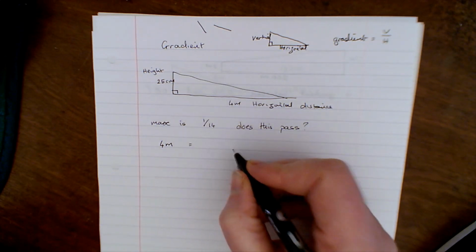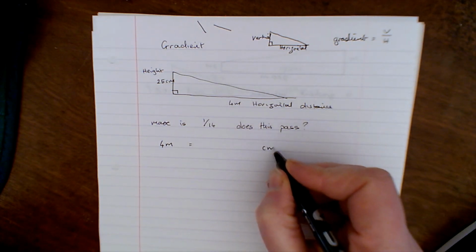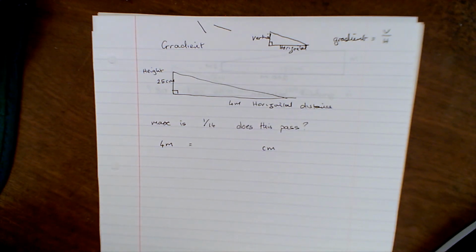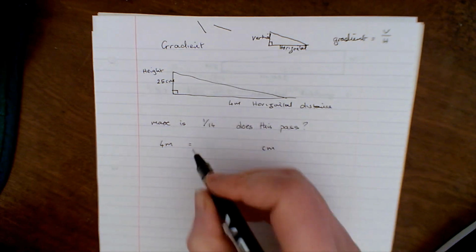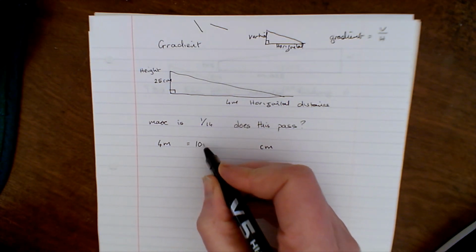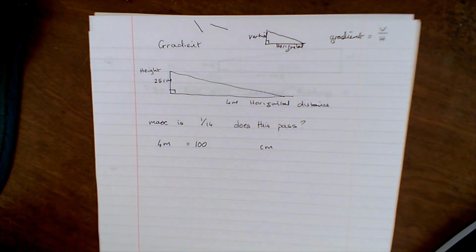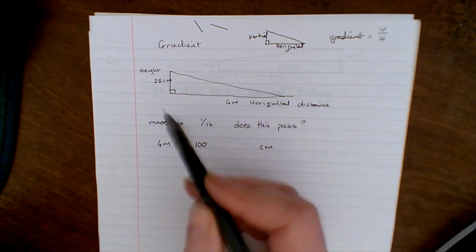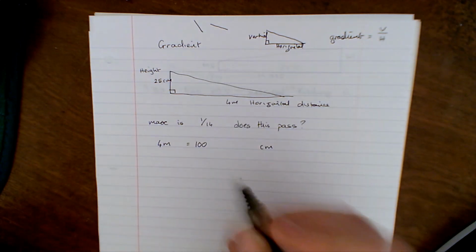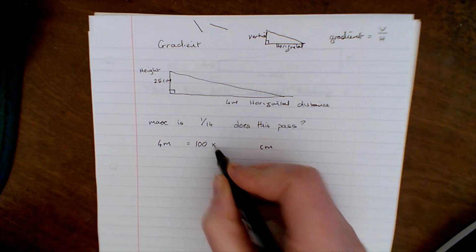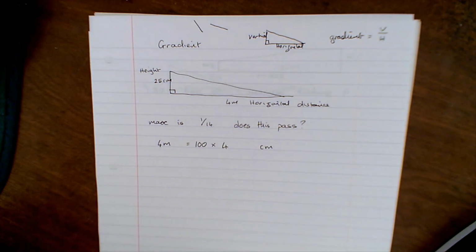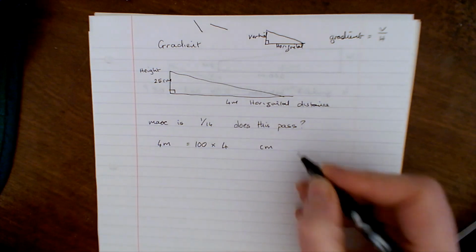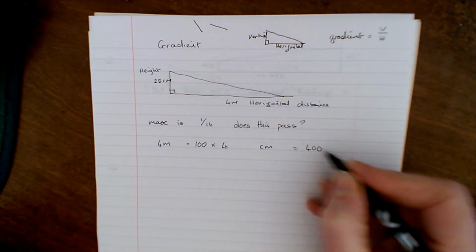and if you're going to put into centimetres, well, you know that there must be the number 100 in there. And centi means 100. It's something to do with 100. And you're expecting there to be a lot more centimetres in there than there are metres. So it's going to be multiplying. So it's 100 times 4 equals 400 centimetres.